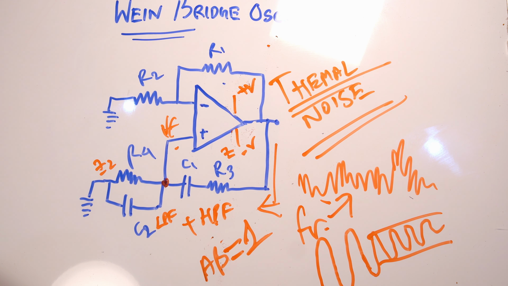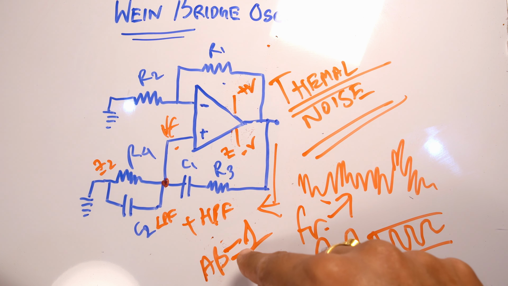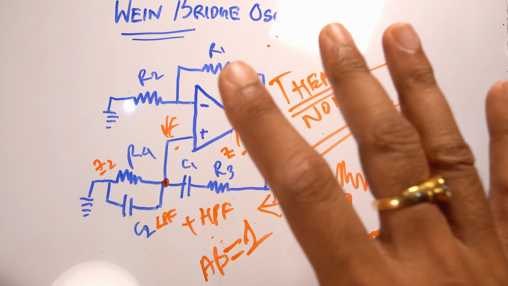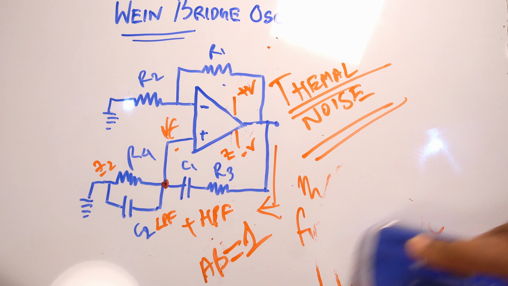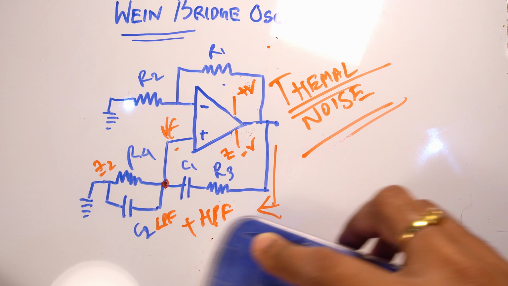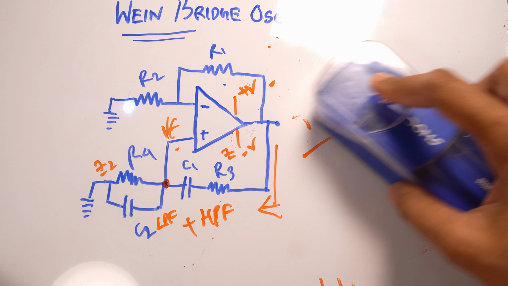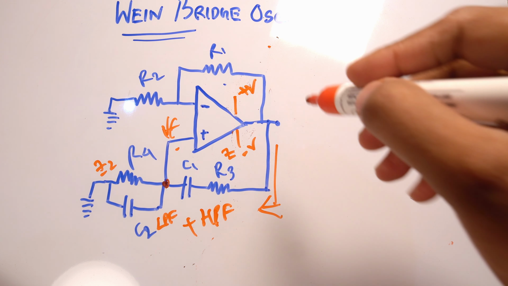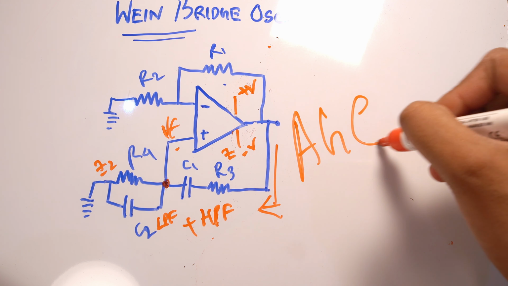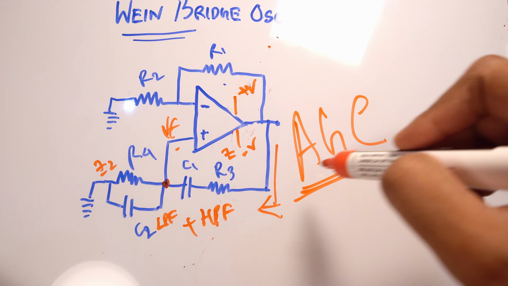Now the question comes, how are we going to make the gain greater than 1 at first and then equal to 1 automatically when the oscillation starts? And that is when a very important concept comes, that is not only for this oscillator circuit but is used in a lot of circuits, that is AGC, automatic gain control.